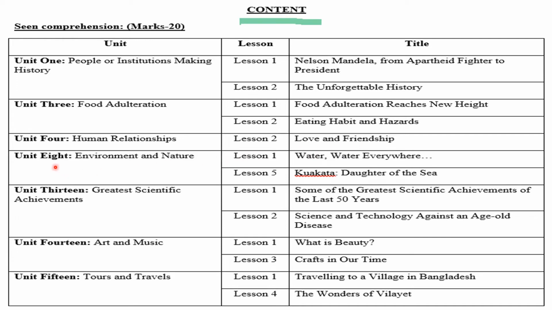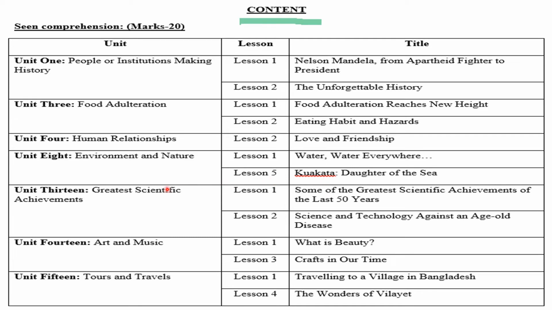In unit 8, impermanent nature, lesson 1 and lesson 5 have been taken from this unit. The first lesson is a passage based on water pollution. And lesson 5, Kuakata, daughter of the sea, is a passage describing Kuakata. Where is Kuakata situated?